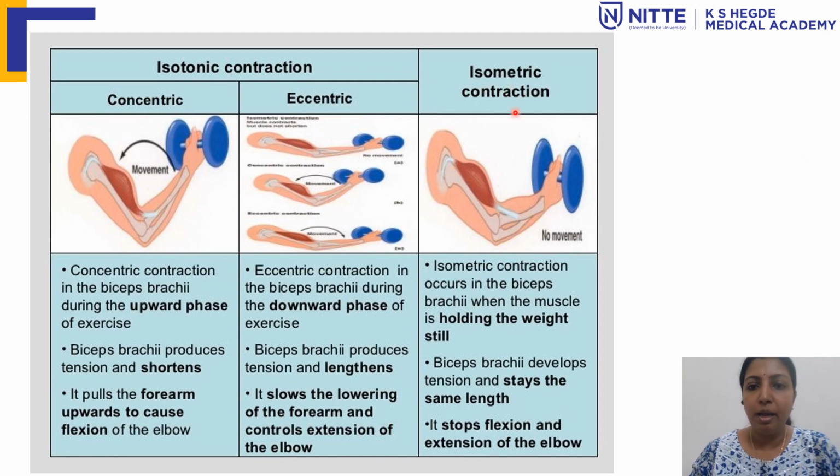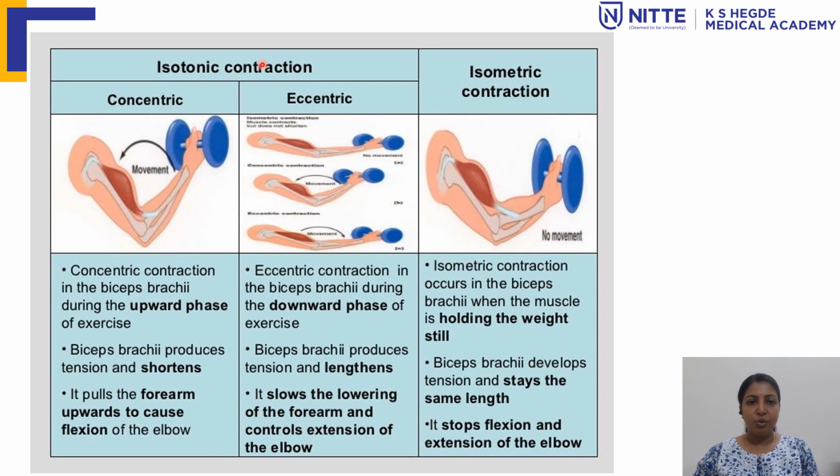So you can see the isometric contraction here. The contraction happens in your arm when you hold the dumbbell. So when you're holding the dumbbell, you think the muscle is not contracting. It is contracting, but the length does not shorten. So you need contraction of the muscles to hold the dumbbell, or the biceps brachii is contracted.